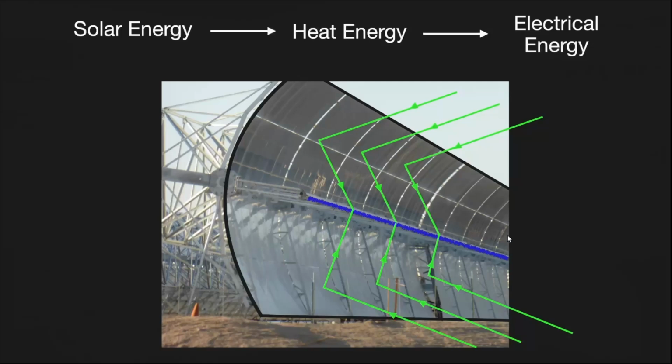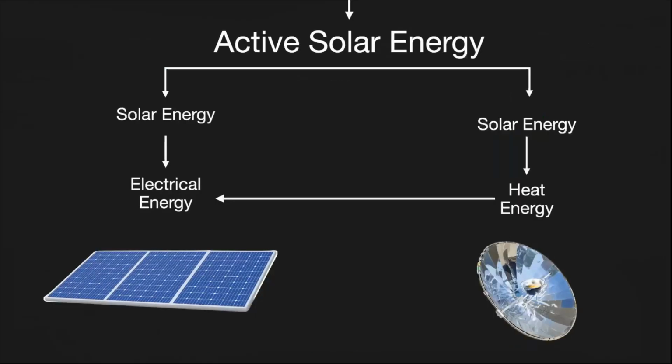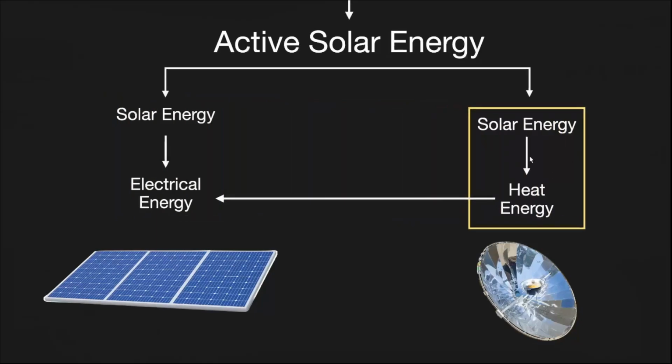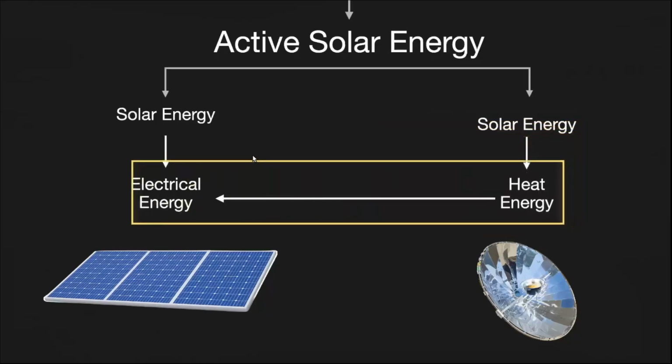That's pretty much it for this video. Let's quickly summarize. We looked at how solar energy can be directly converted to electrical energy using a photovoltaic cell or a solar cell. We also saw how solar energy can be converted to heat energy directly in a solar cooker. And then we also saw how we can convert that heat energy into electrical energy too using a turbine.